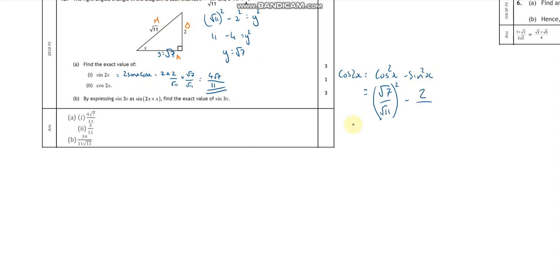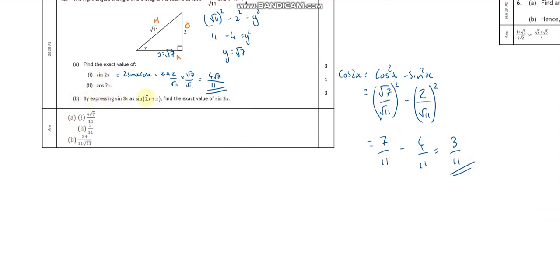And sine of x, we've got 2 over root 11, and that's all squared as well. So that's going to come out as 7 elevenths take away 4 elevenths. So 7 take away 4 is 3. I've got 3 elevenths. Just to show you that in action, because I think sometimes that's something people get confused by. They square the top, or they don't quite know what it means. So it's root 7 squared, root 11 squared, or you're timesing it by itself. So that's the first bit done, nice.